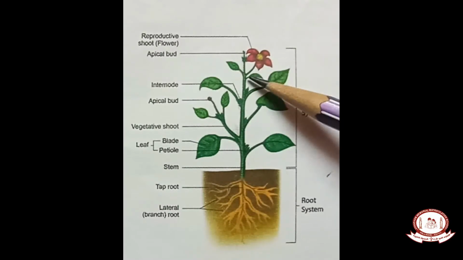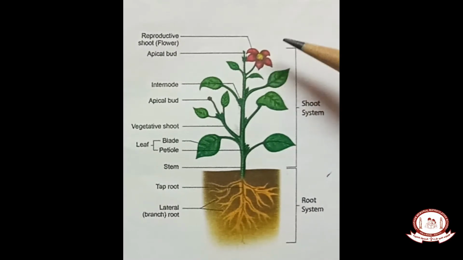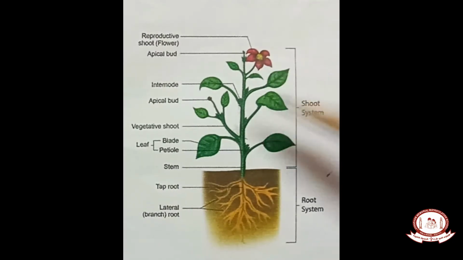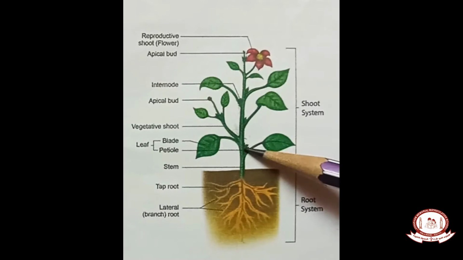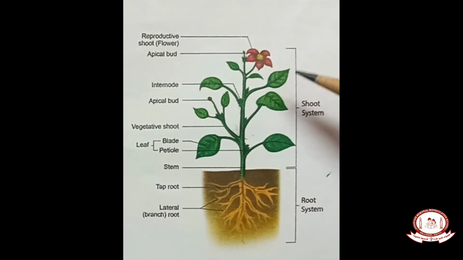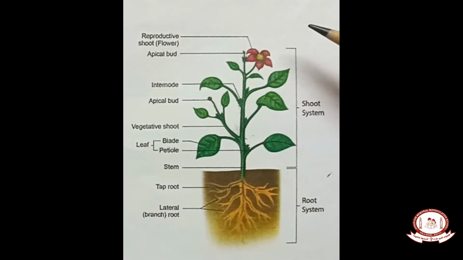Flower also you can see in the stem. The flower may be axillary or terminal. If it is seen at the tip of the stem, it is terminal. If the flower is born at the axil of the leaf, it is called axillary. Do you understand, children? The leaves are meant for photosynthesis.